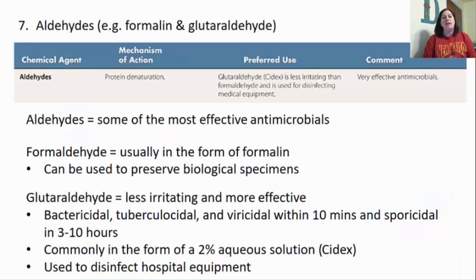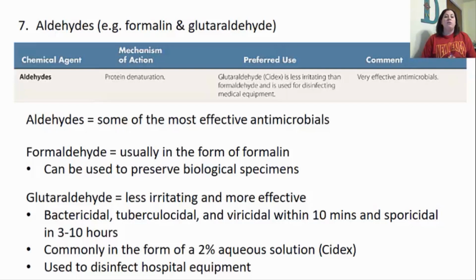The aldehydes include formalin and glutaraldehyde. These are going to do protein destruction. Aldehydes are actually some of the most effective antimicrobials. One example is formaldehyde. It's usually in the form of formalin. It can be used to preserve biological specimens. So if you've ever taken a biology lab where they've got the specimen in a jar with fluid, it normally has some sort of formalin type of fluid on it to help preserve it. Because if bacteria gets on the specimen, it starts to decompose it.